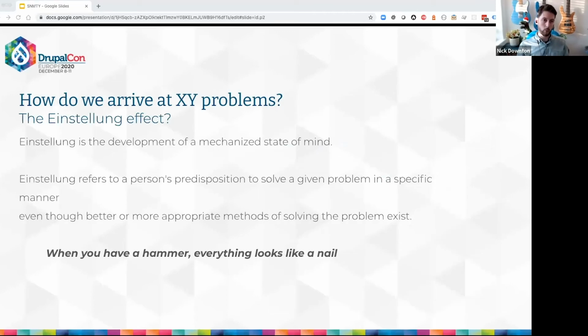Okay, so how do we arrive at XY problems? There's this interesting concept called the Einstein Effect, defined as the development of a mechanized state of mind. Essentially, it's what happens when we let our previous experiences cloud our judgment when we're solving new problems. There are lots of studies that look at the effects of age, gender, and intelligence on how this effect occurs. But I think that as developers, or people working on complex software systems, it's quite easy to jump to a conclusion because we've seen a problem occur more than once.